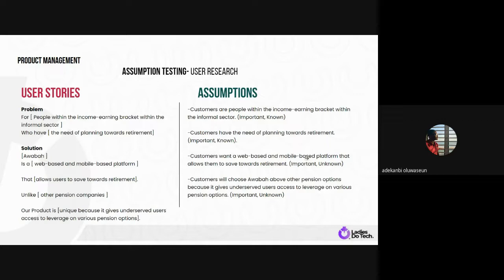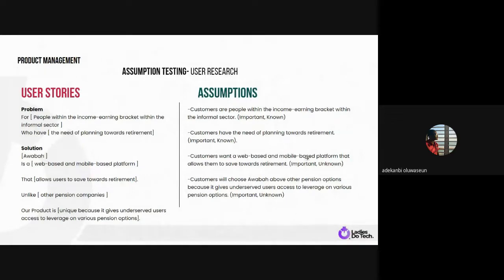So you can take it from the top again. We test demography, we test the need, we test the platform that the solution is supposed to be on. We also test if they will prefer our platform above all the other competitors or all the alternatives that we have, right?